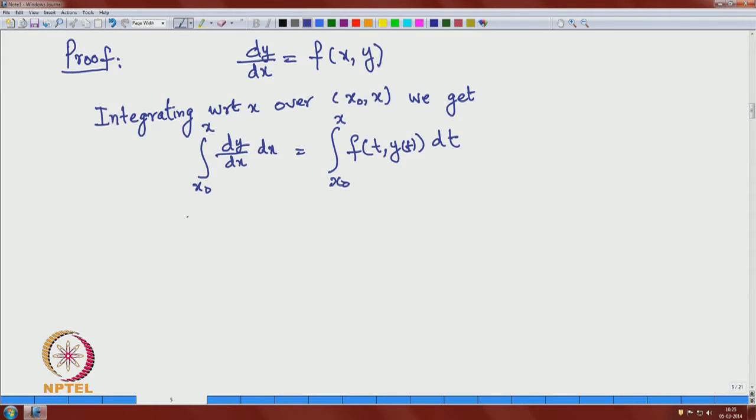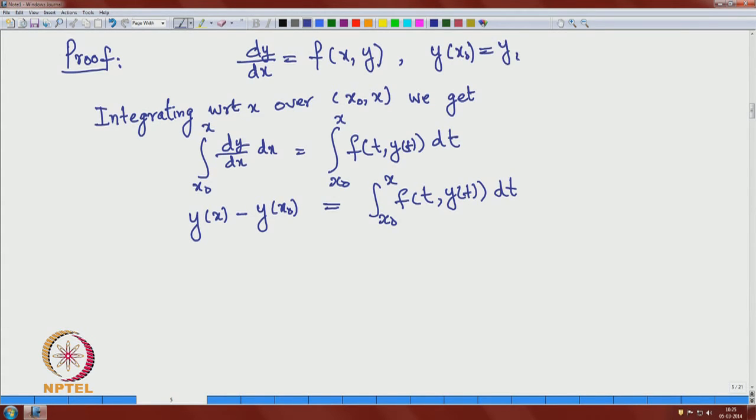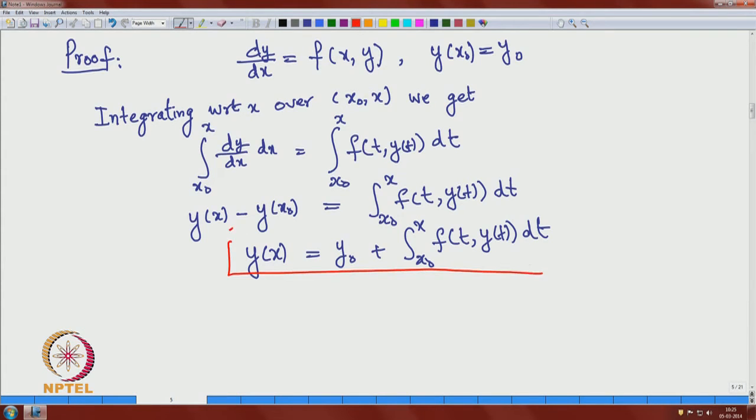And this is y at x minus y at x0 is equal to integral x0 to x f of t, y of t dt. And we know that the initial condition y at x0 is y0. So, pushing this to the right hand side, y of x is equal to y0 plus integral x0 to x f of t, y of t dt. So, this is an integral equation, Volterra integral equation. Therefore, if y is a solution to the initial value problem, then y satisfies the integral equation.